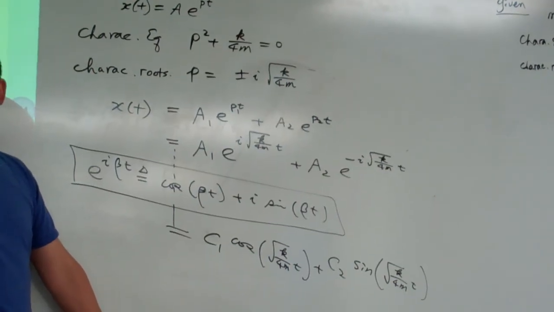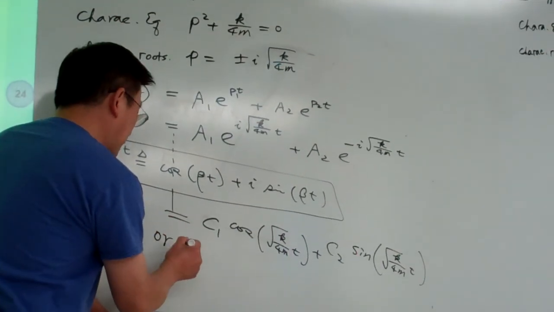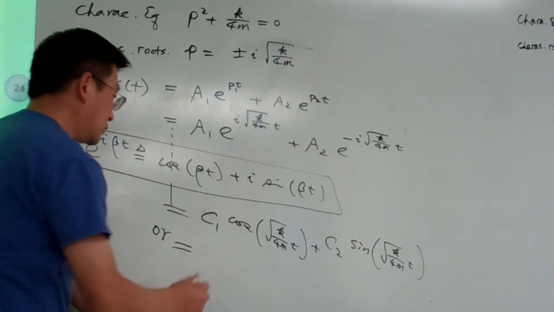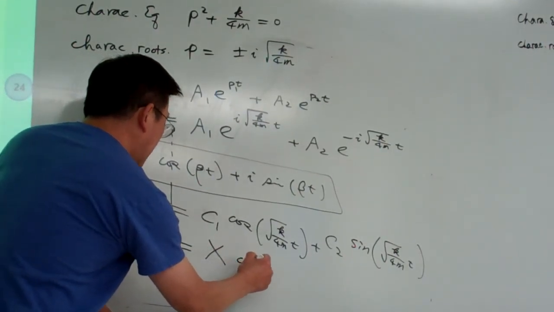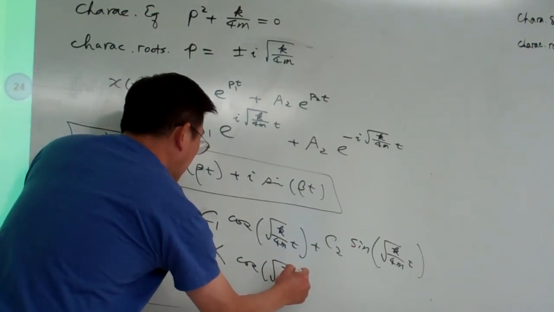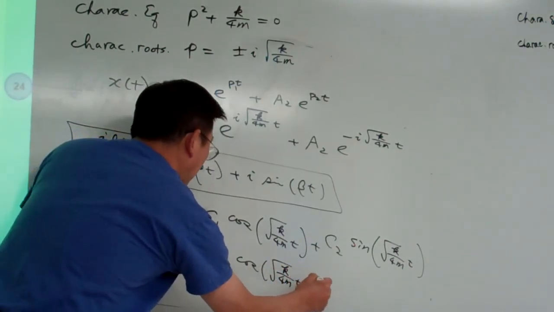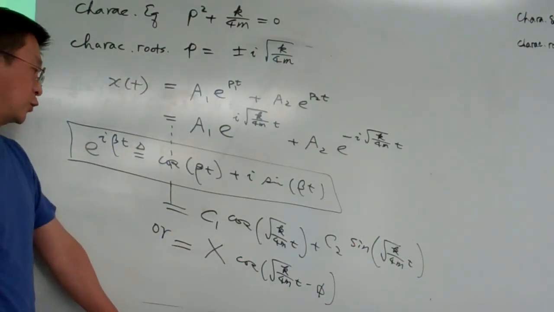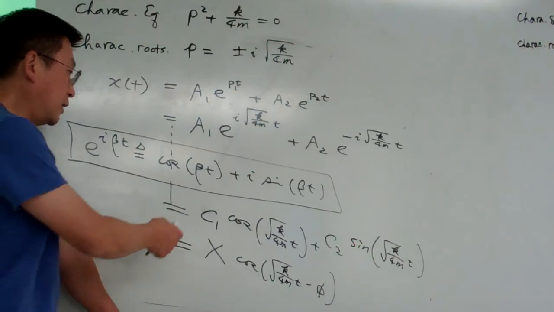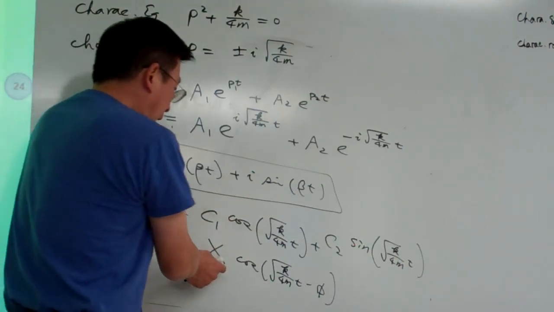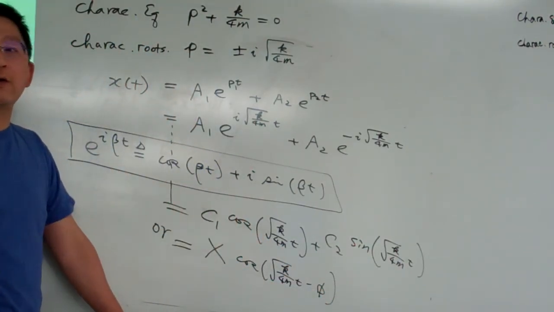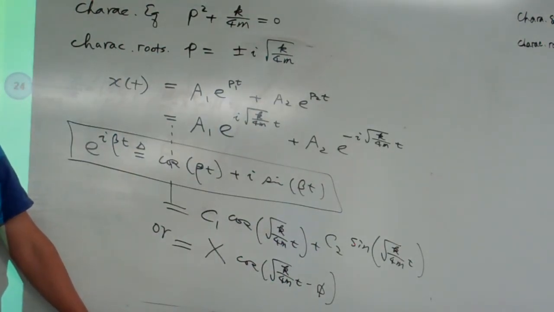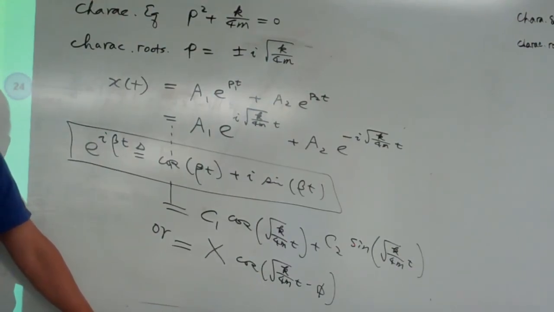On the other side, another possible formulation could be, say, X times cosine of square root of k over 4m t minus phi. If you like, you can put into this expression as well. Either way, C1, C2, or capital X or phi, there are two unknowns. Two unknowns can be solved by two given conditions, which are the initial conditions here. If we are given the numbers, then we should be able to solve for this one.